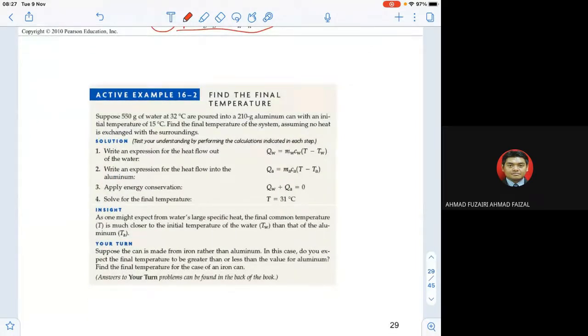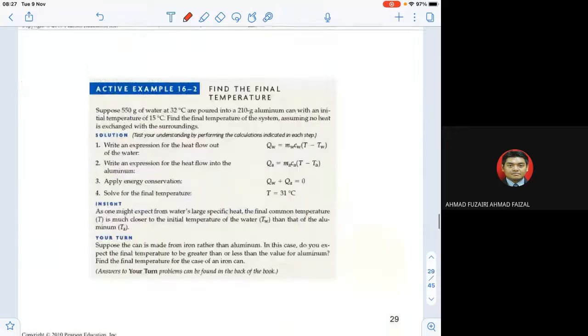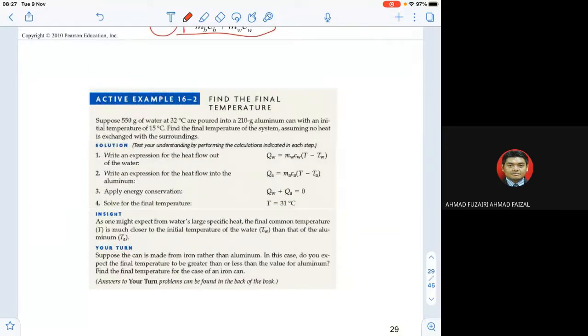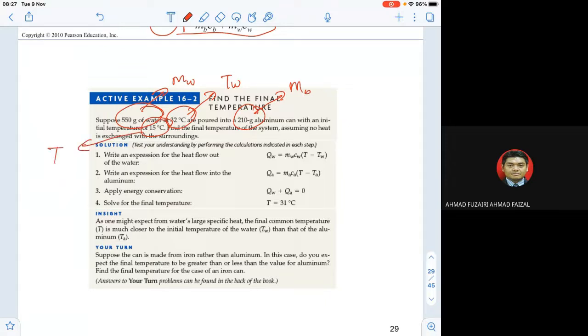Okay, these are some examples of the block and water. For example, suppose 550 grams of water, this one is MW, at 32 degrees Celsius. So this is TW. Pour into 210 grams of aluminium, this one is the MB, with an initial temperature of 15 Celsius. This one is TB. Find the final temperature of the system, assuming no heat is exchanged.